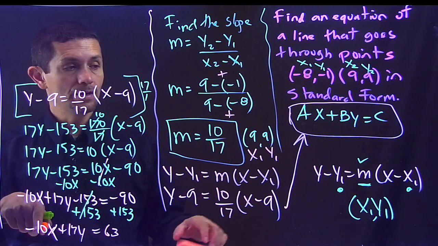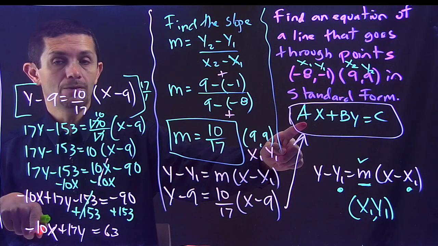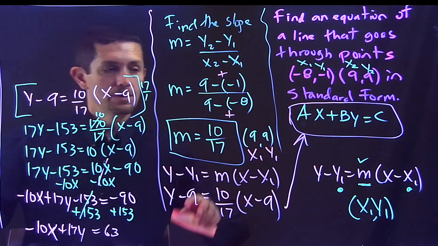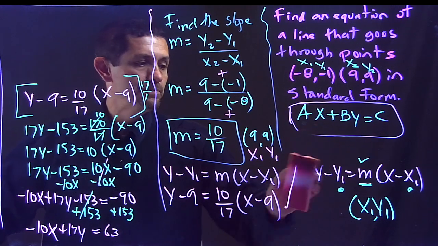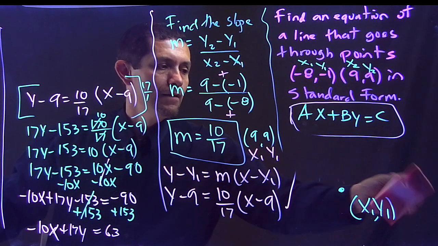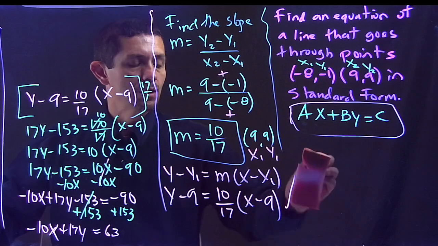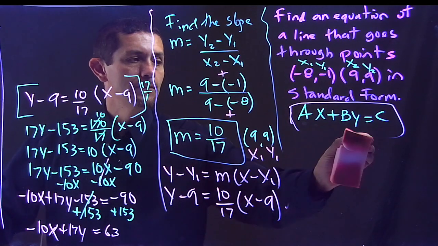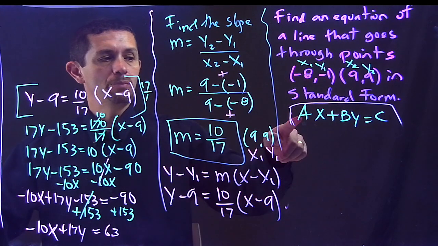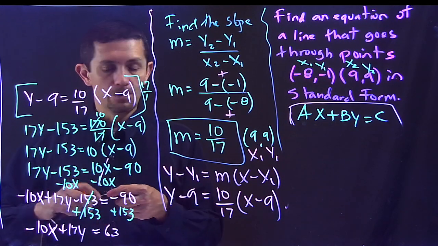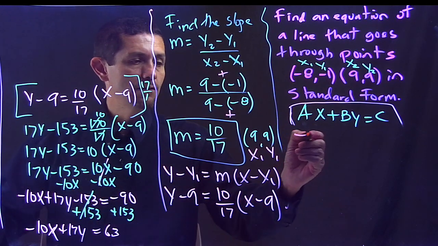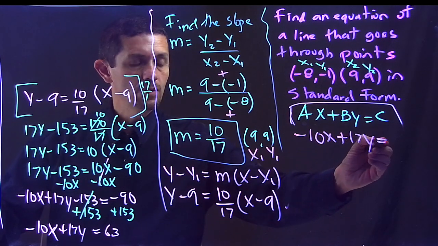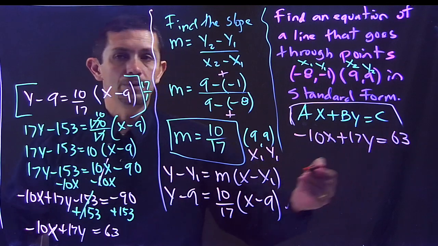What's happening? Can the value of x, which is the A, be negative? No, it cannot be negative. That has to be positive. So let me erase over here so we can finish our problem over here on the bottom. Again, requirements: A has to be positive and integer numbers. So let's read right over here. I'm going to have negative 10x plus 17y equals 63.